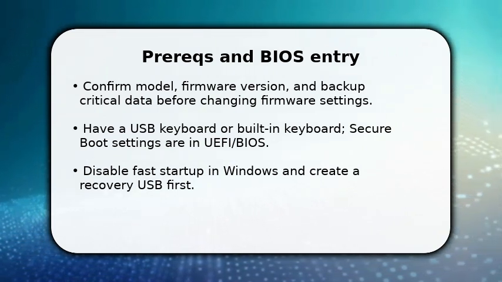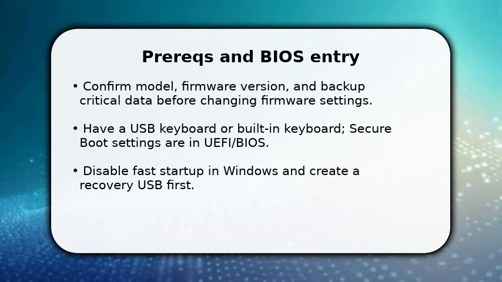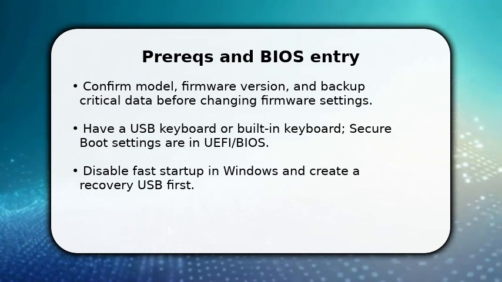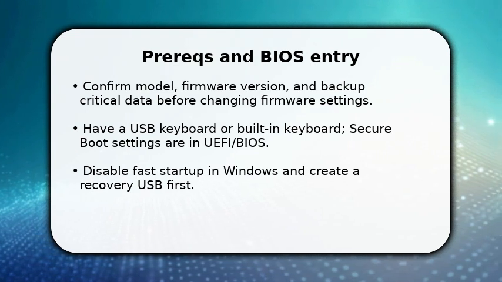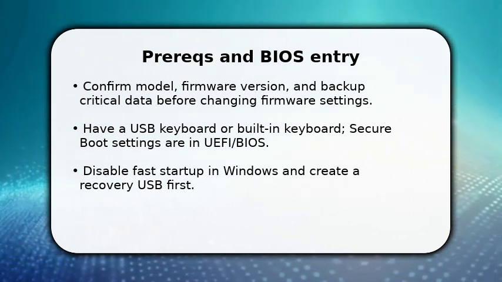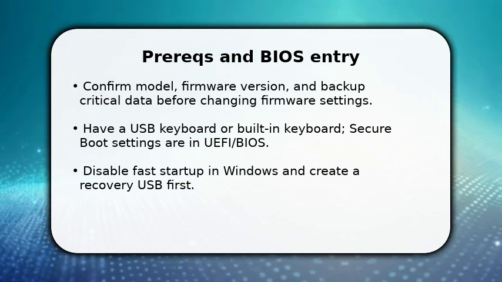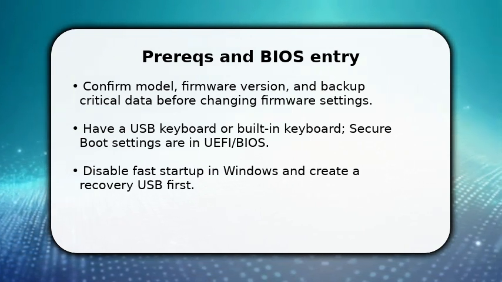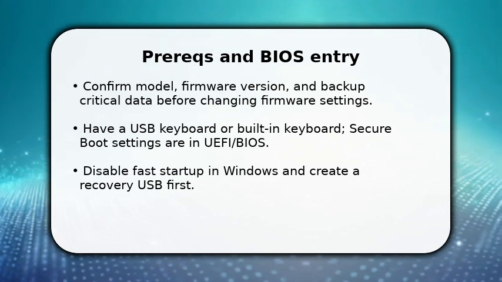Next, reboot and repeatedly press Delete or F2 on an Asus logo to enter BIOS. Use a USB keyboard if needed. Once in, navigate to Advanced Mode with F7 because the Easy Mode hides Secure Boot. You're now positioned to locate the Secure Boot menu and change keys, so continue to the next step.